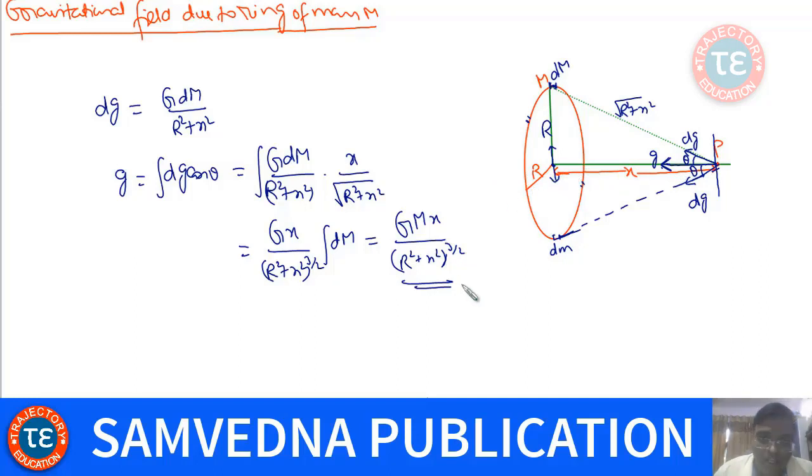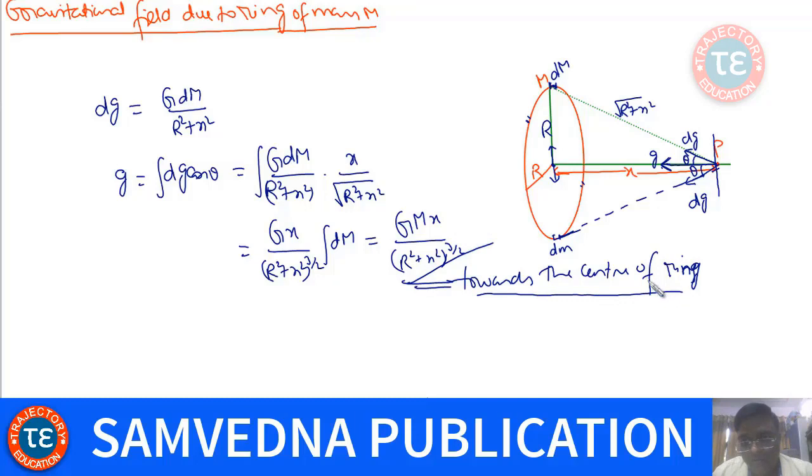And on the axis, gravitational field is non-zero. It will be towards the center of ring. See, a vector quantity is completely described only when you give its magnitude and direction both. If I just leave over here, then it is not clear. So I must also give you direction, right? There are two ways of describing direction. One is I can put it in words. The other way is I can put it in terms of vector notation.